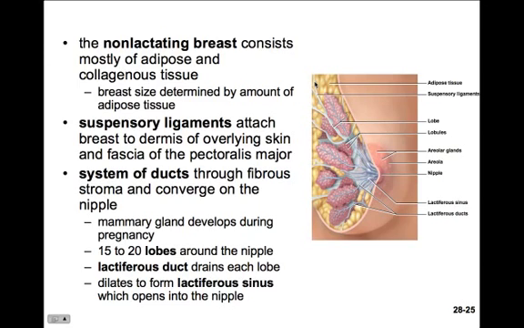There's a system of ducts through the fibrous stroma that converge in the nipple. The mammary gland again develops during pregnancy. There'll be about 15 to 20 lobes like these pink ones here around the nipple. They have lactiferous ducts that drain each lobe, and then they dilate to form the lactiferous sinus, which opens into the nipple, and that produces milk.